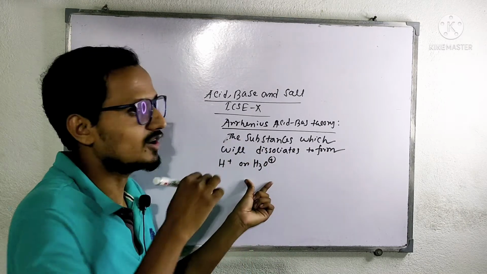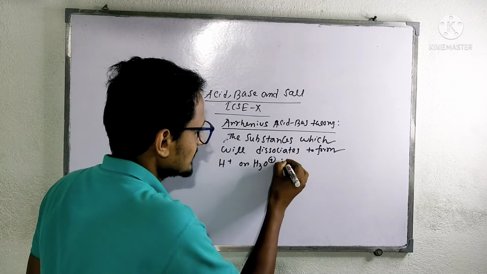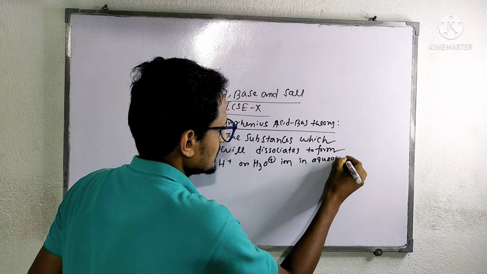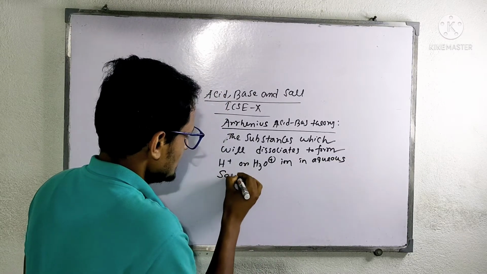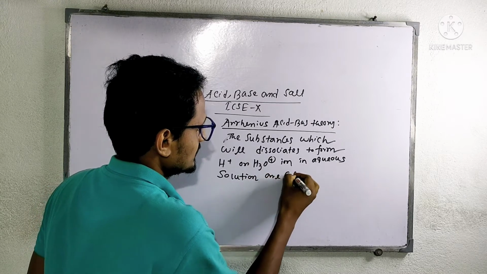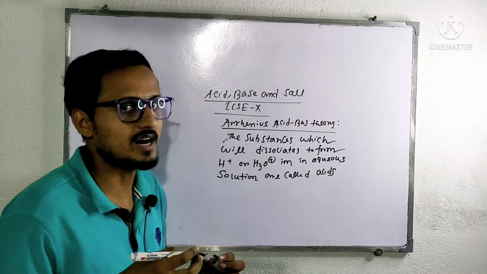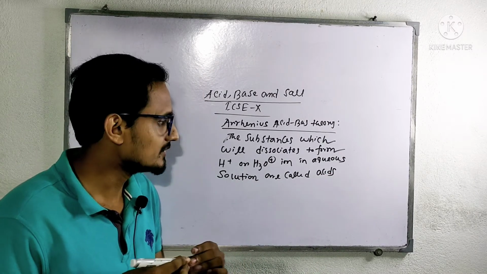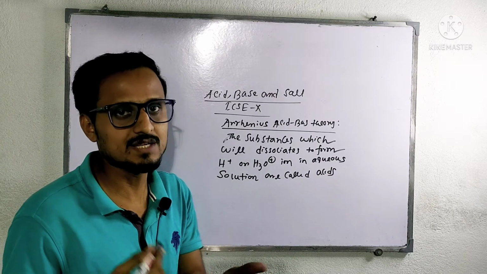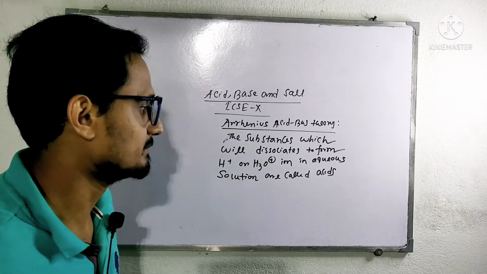This H3O plus is called hydronium. Okay, H3O plus ion in aqueous solution are called acids. Now this will be called as Arrhenius acid. Okay, because according to the definition, those will be acids which will give H plus or H3O plus in aqueous solution.